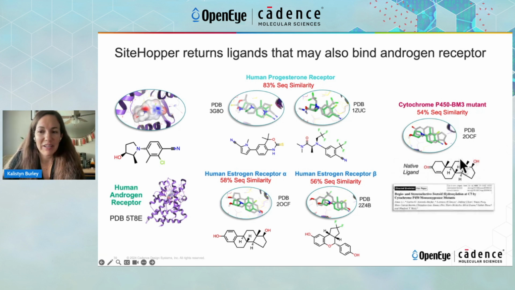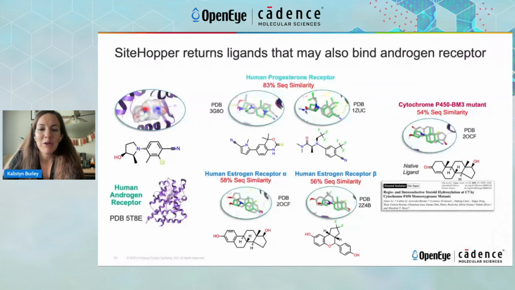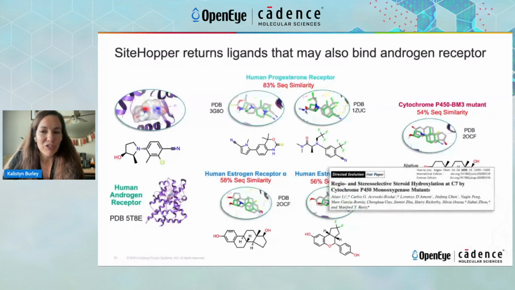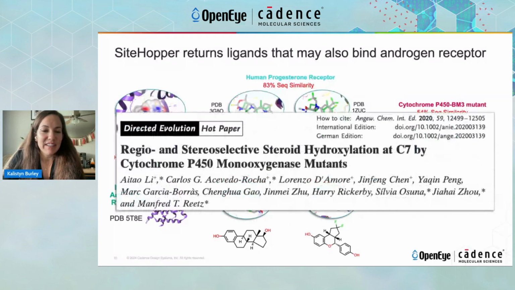Interestingly, if you look at the source of this particular structure, it comes from a paper where they used directed evolution to engineer these P450 BM3 mutants to specifically hydroxylate the ligands. In this case, this has been specifically engineered to hydroxylate testosterone. I found it really interesting that this method is able to pull out engineered binding sites as well.